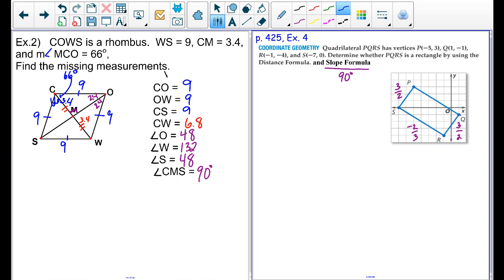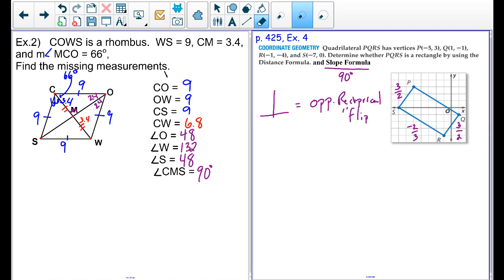So are these two sides perpendicular? Is angle S perpendicular? 3 over 2 and negative 2 over 3? Yes. So remember, perpendicular, opposite reciprocal, or flip, right? We call that reciprocals flip. So 90 degrees. What about this side? Negative 2/3 and 3/2, 90 degrees? Yep, angle R is 90 degrees.